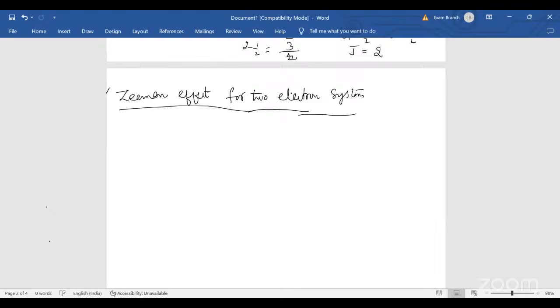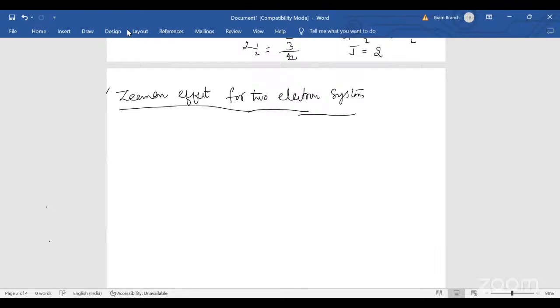Generally we know what the Zeeman effect is. We studied that the Zeeman effect is nothing but the splitting of atomic energy levels in the presence of an external magnetic field. If you take the atom into an external magnetic field, the atomic energy levels are going to be split. We call it the Zeeman effect. For a two electron system, an example is the helium atom, with two valence electrons.